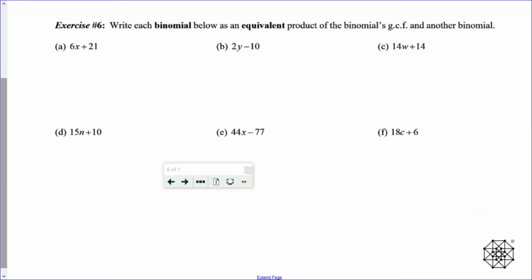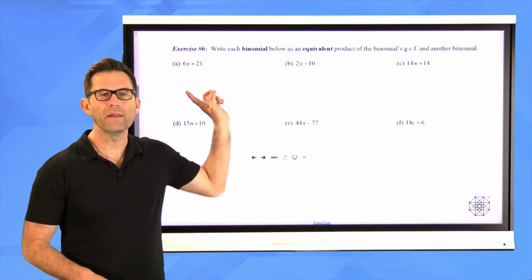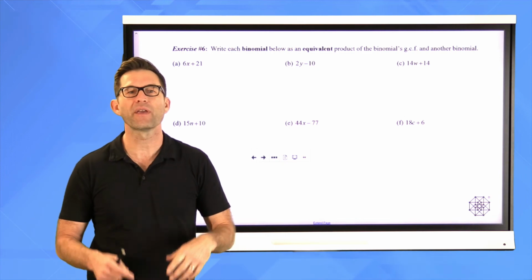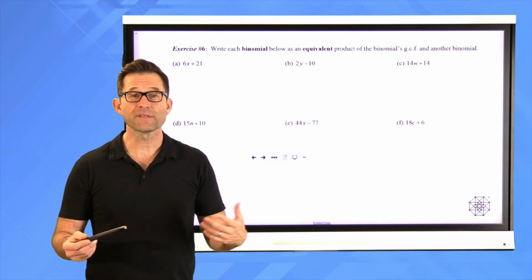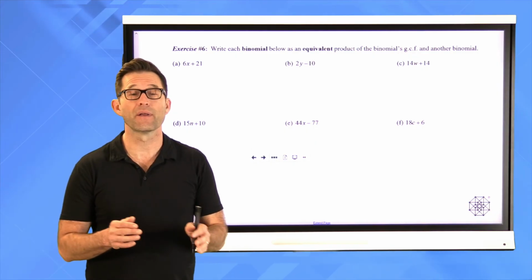Write each binomial below as an equivalent product of the binomial's GCF, that's greatest common factor, and another binomial. All right, so let's do a few of these together, right? When I look at 6x plus 21, I'm thinking about the number 6 and the number 21. And the greatest common factor of the number 6 and the number 21, right?